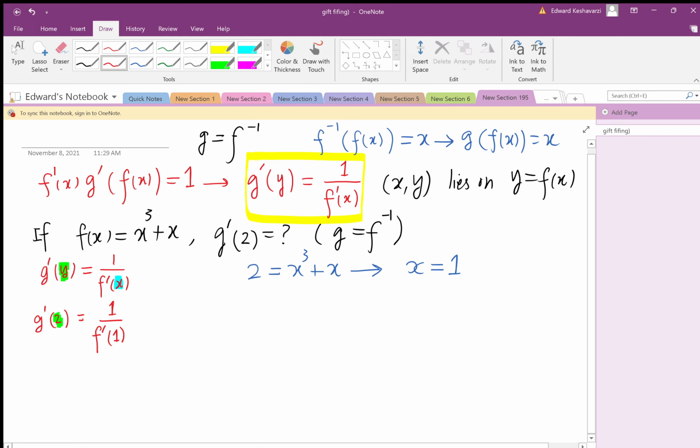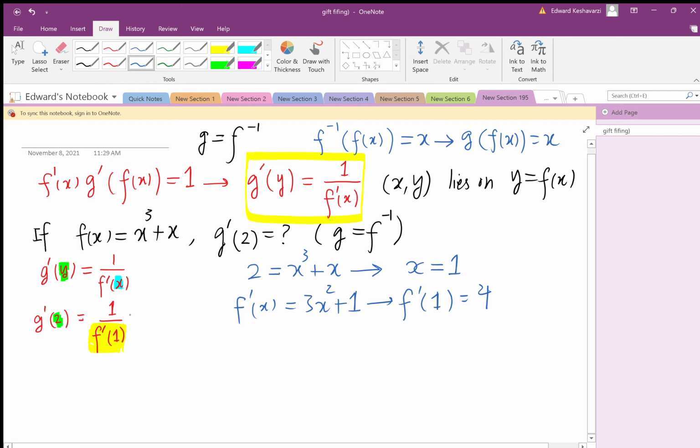It is a wonderful formula because finding the inverse of this function is painful. But this formula allows us to take the derivative of inverse function without having the inverse function, and we just have the original function. Okay, all I need now is f prime at 1. But taking the derivative of the original function is pretty simple. So the derivative would be 3x squared plus 1. Now f prime at 1 equals 4.